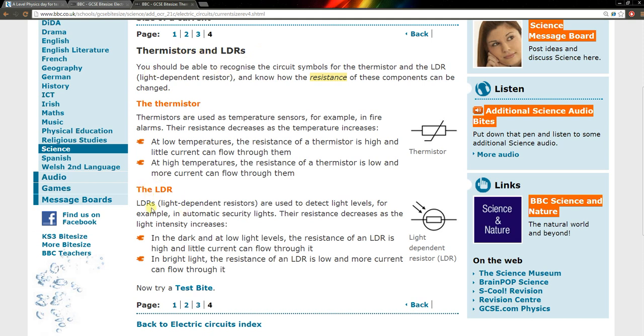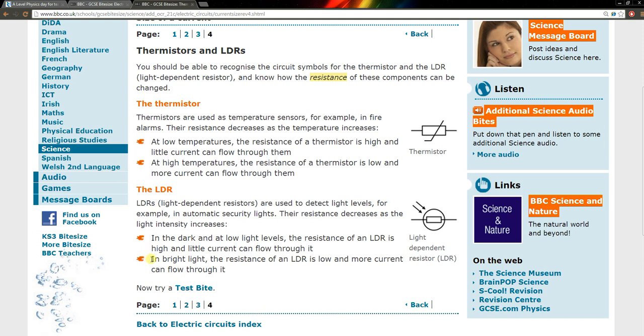So here, thermistors, LDRs, a very brief section. This is an LDR, that's the piece of equipment we used. They are used to detect light levels, so that's helpful. And their resistance decreases as the light intensity increases. So that's very similar to what we wrote in our hypothesis. So this seems to be supporting what we'd said in our hypothesis.